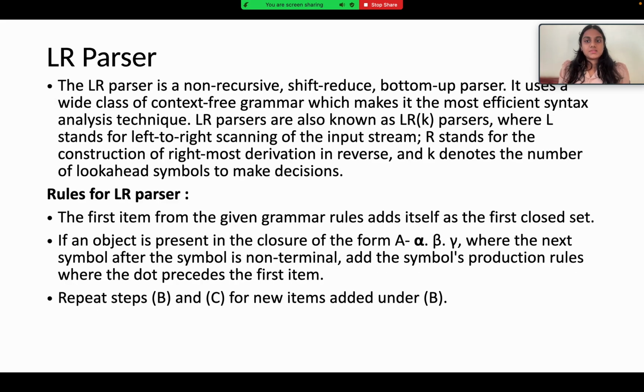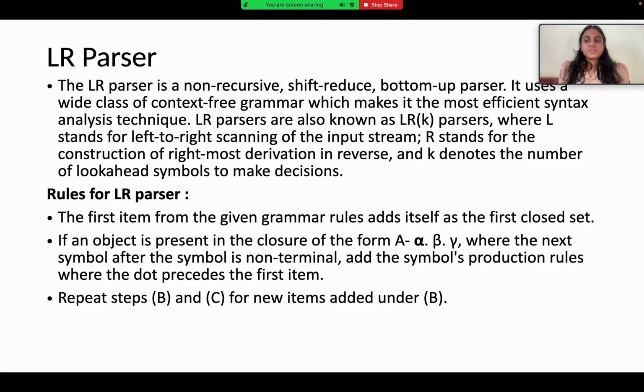Next is LR parser. The LR parser is a non-recursive shift-reduce bottom-up parser. It uses a wide class of context-free grammar, which makes it the most efficient syntax analysis technique. LR parsers are also known as LR(k) parsers, where L stands for left to right scanning of the input string, R stands for the construction of rightmost derivation in reverse, and k denotes the number of look-ahead symbols to make decisions.